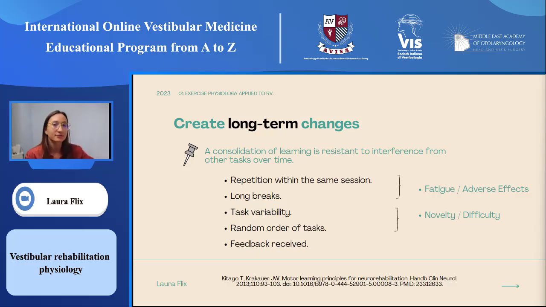This way we will have bigger changes or longer-lasting changes in the central nervous system. And also, if we increase the task variability, it will help the motor learning process, and even doing all the exercises in a random order of tasks will also help. That is similar to what we talked about before regarding the novelty and the difficulty, the minimum that we need to make changes. And the feedback that they receive from this exercise will also be important to make bigger effects in the long term.